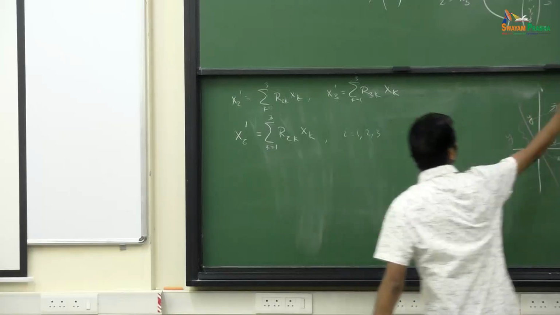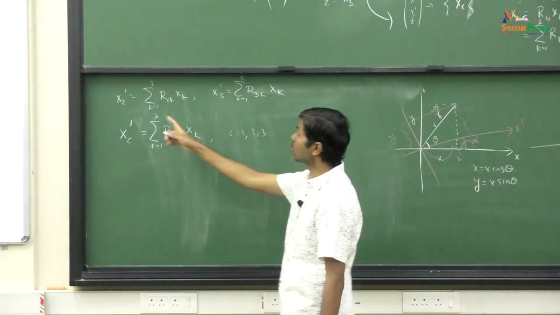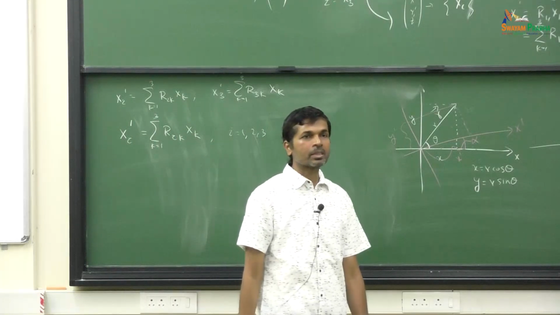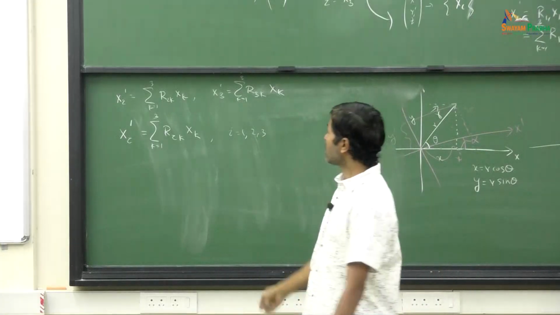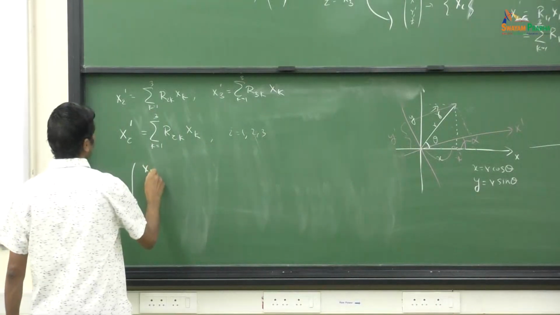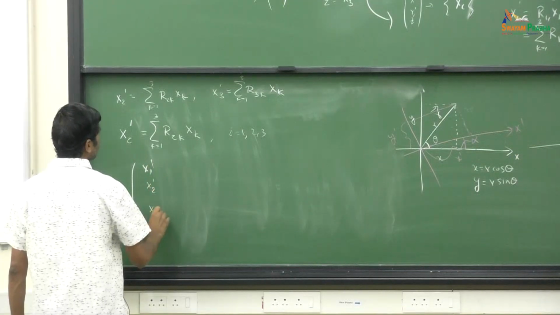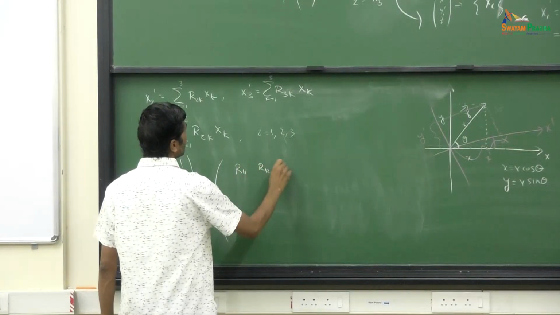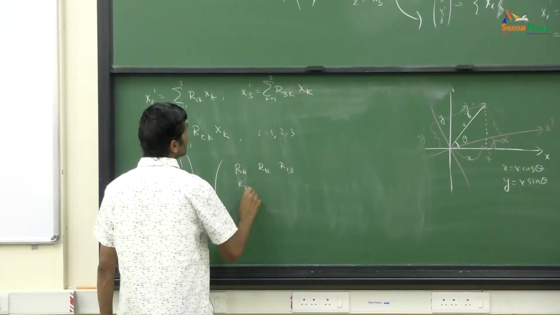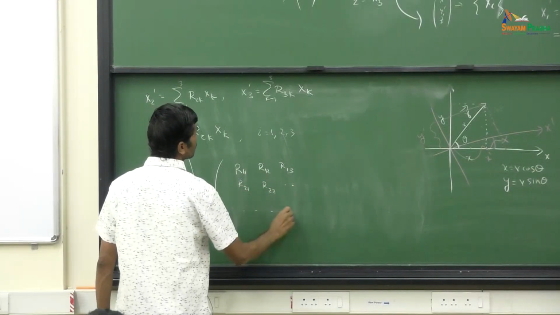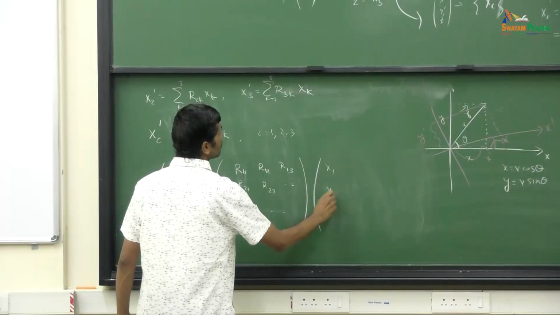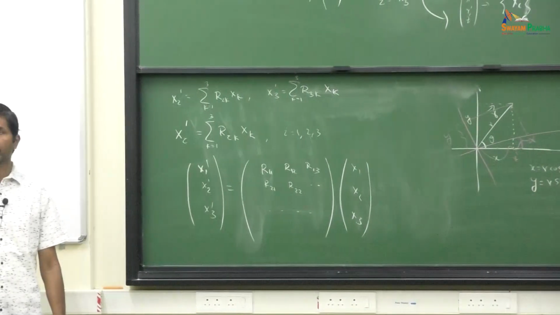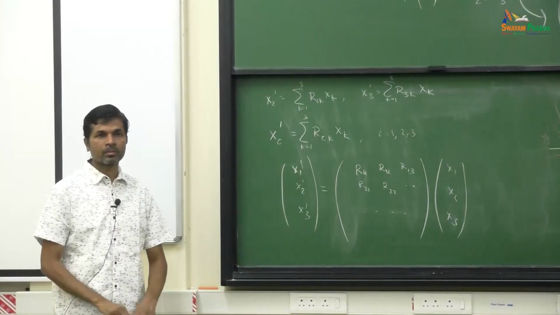If i equal to 1, I obtain this equation. If i equal to 2, I obtain this. If i equal to 3, I obtain this. This is just a more abstract way of writing this relation x1 prime, x2 prime, x3 prime is equal to R11, R12, R13, R21, R22 and so on and so forth, times x1, x2, x3. So this relation is written in a compact way like this.